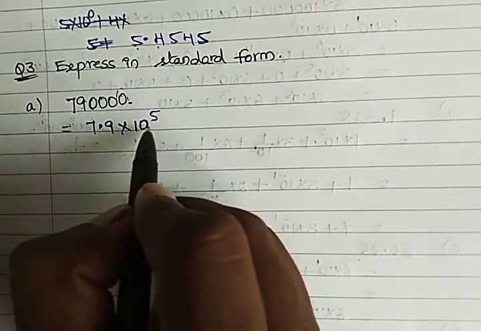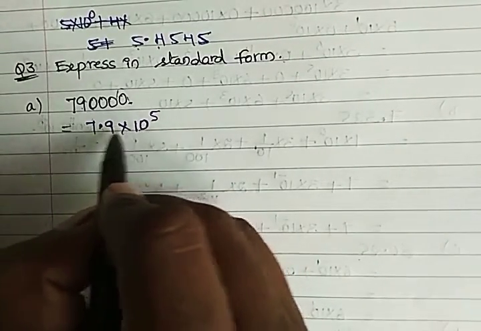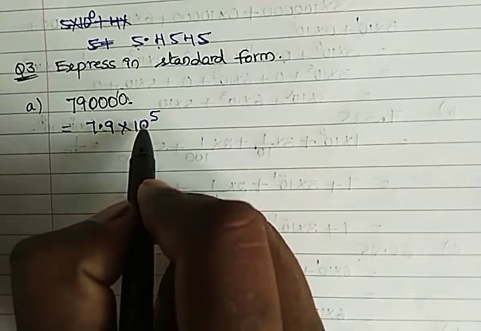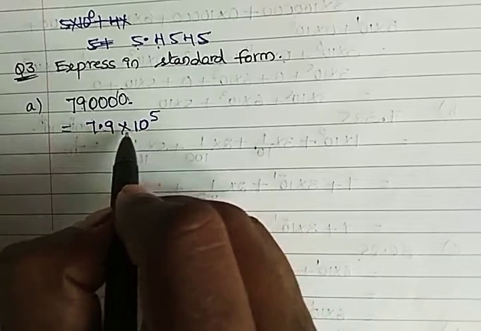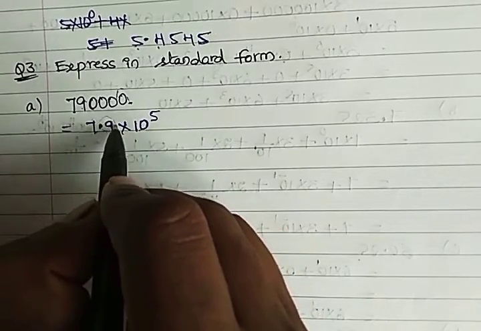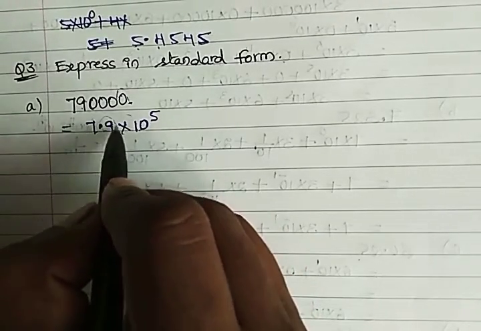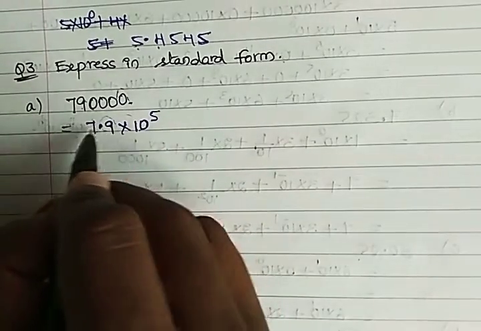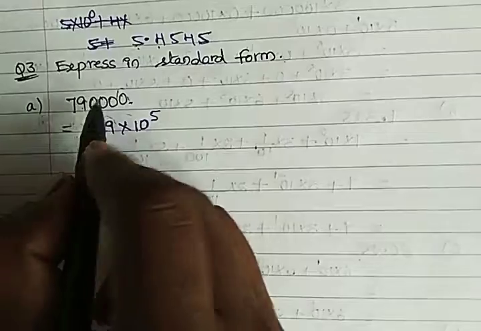now you can see it back again. 10 power 5, here 7.9 is multiplied by 10 power 5. So with multiplication by multiples of 10, the decimal point shifts towards the right side. That means this shifts to the right side. We will get back this again. So this is nothing but the standard form of the given number.